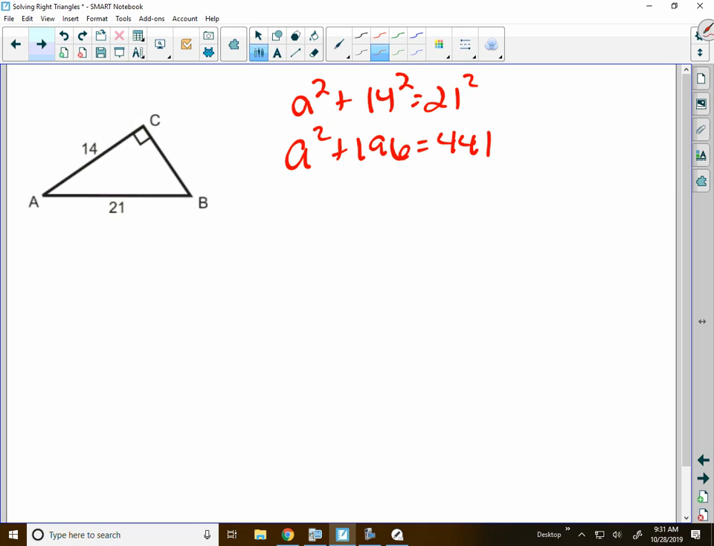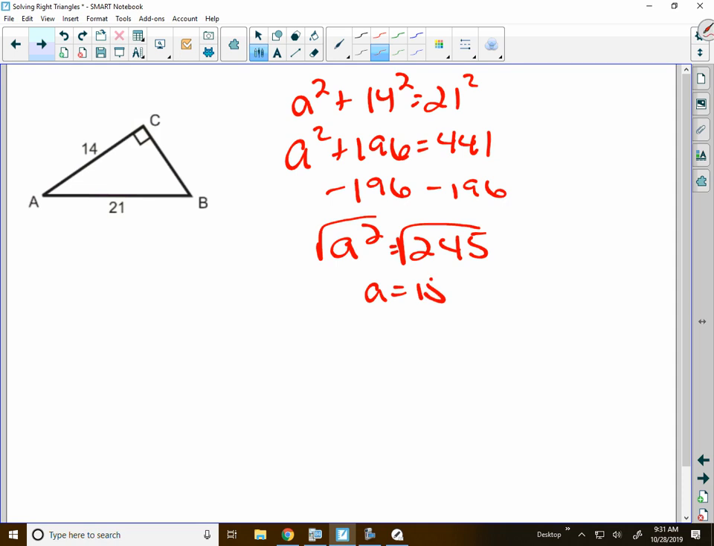I think 21 squared is 441. Remind me, is that right? We did the calculator. Yeah, okay. All right, 196. 245. It's 15 point something. I guess it's 15.6. 15.7.